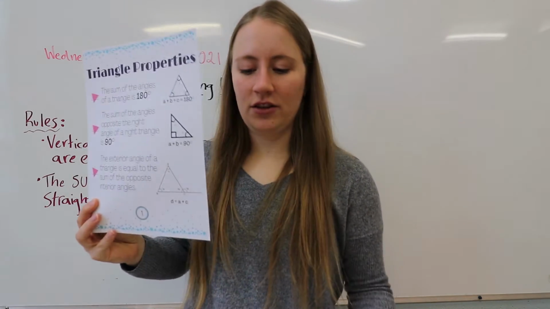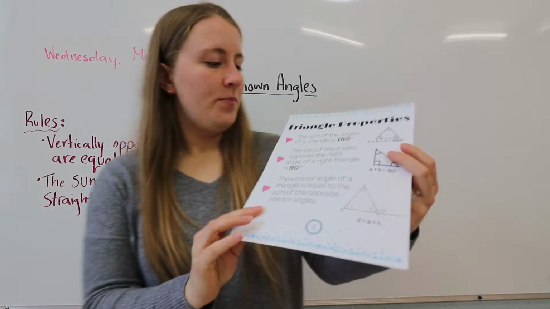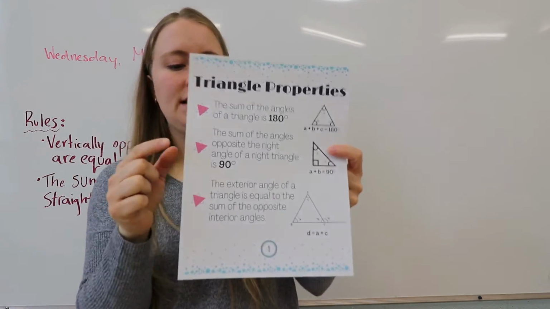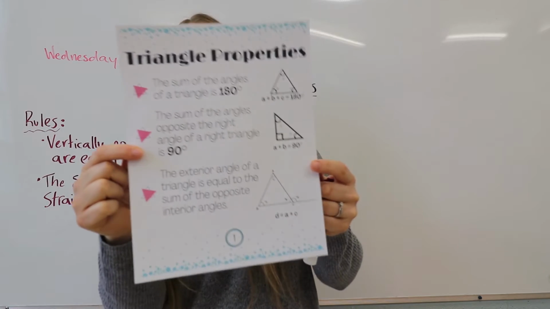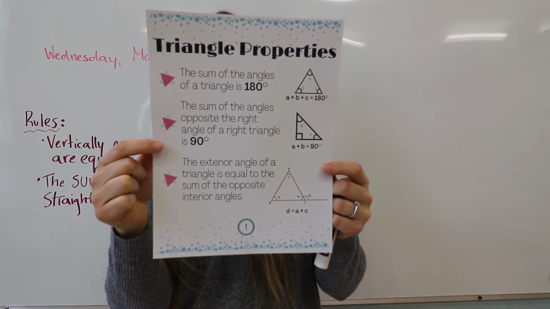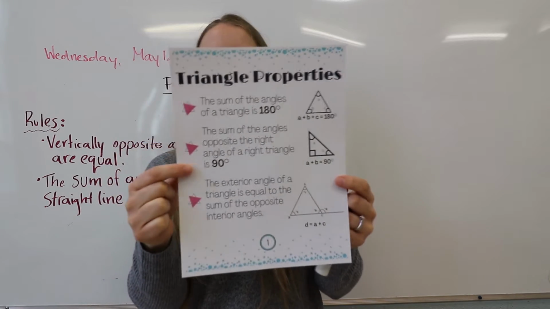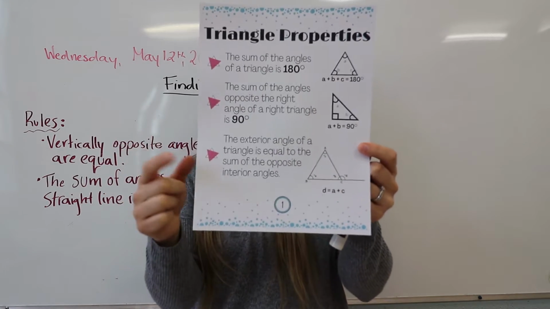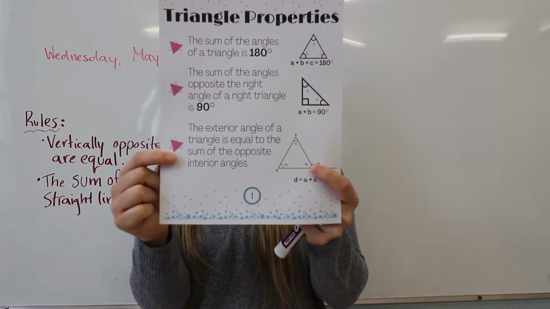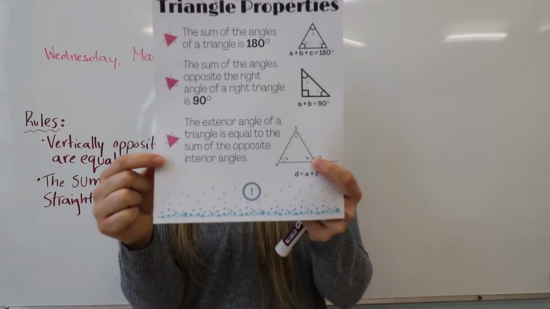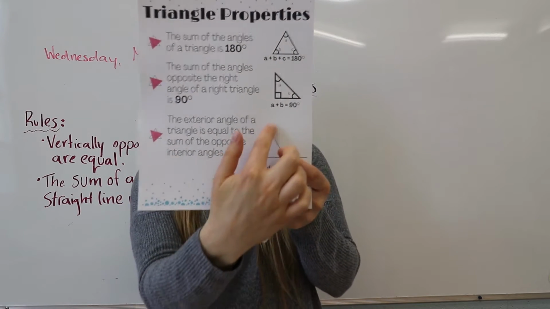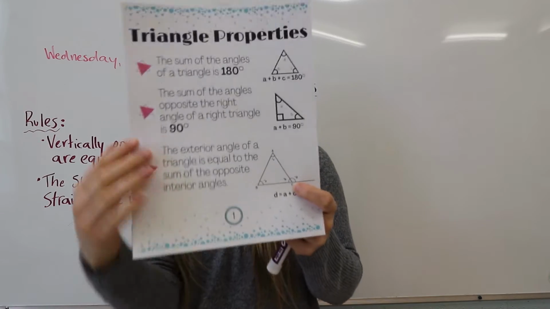So these are the original rules that we learned with the sum of angles of a triangle being 180 degrees, okay? And the sum of the angles opposite the right angle of a right triangle is 90 degrees. And then the exterior angle of a triangle is equal to the sum of the opposite interior angles. So these two add up to equal this one, okay?